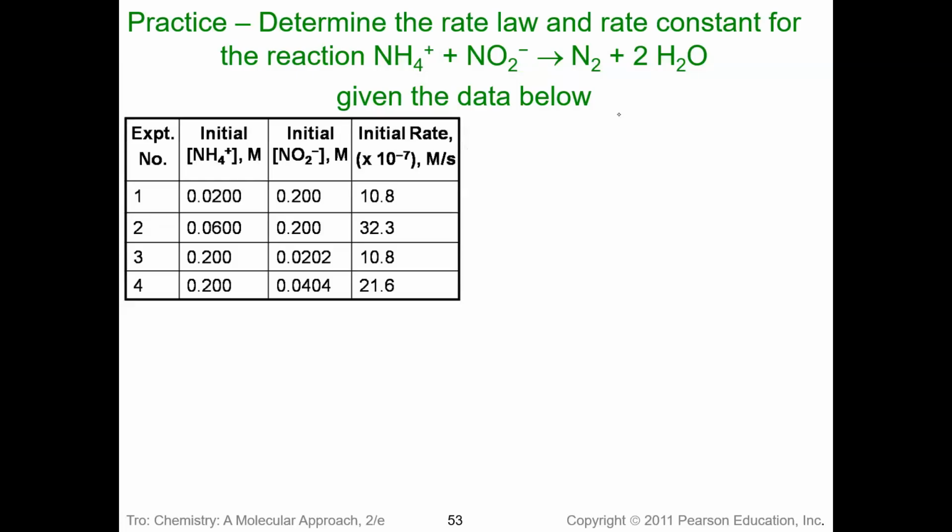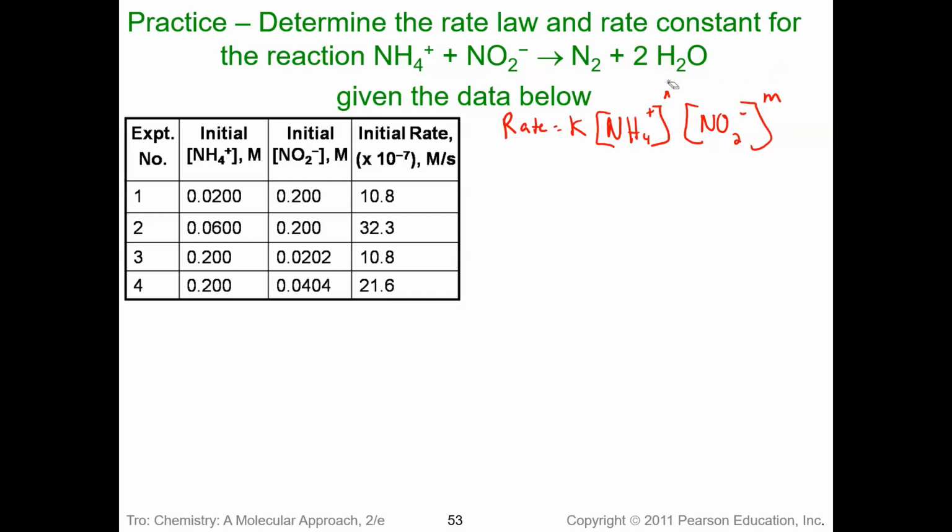The rate is going to be k times the reactants raised to some coefficient. It's common to use n and m, but it doesn't matter what you use. You can use x and y, whatever you want. NO2 minus, and so we're looking for these.